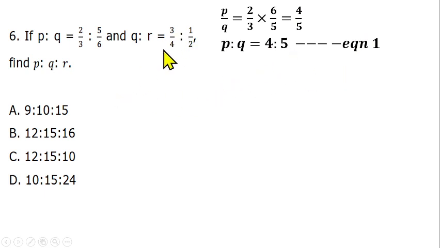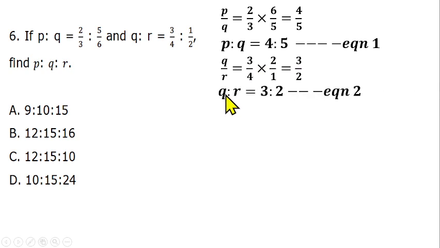Then also from equation 2, Q ratio R can be written as Q over R equals 3 over 4 divided by 1 over 2. Then change division to times as well. That should give us 3 over 4 times 2 over 1. So 3 over 4 times 2 over 1 equals, 2 can go in 4, that gives us 3 over 2. Which can also be written as Q ratio R equals 3 ratio 2, equation 2.